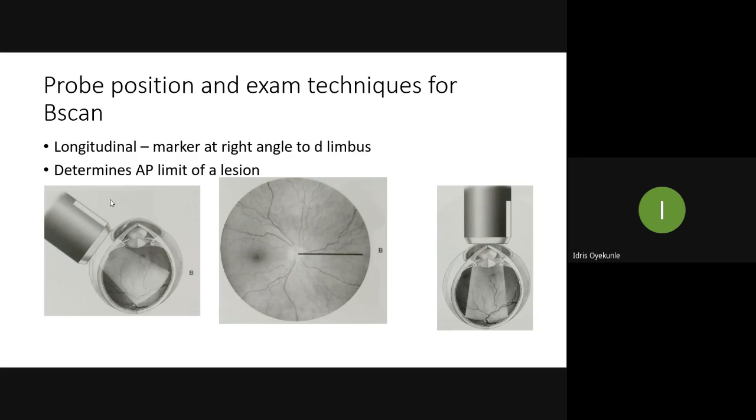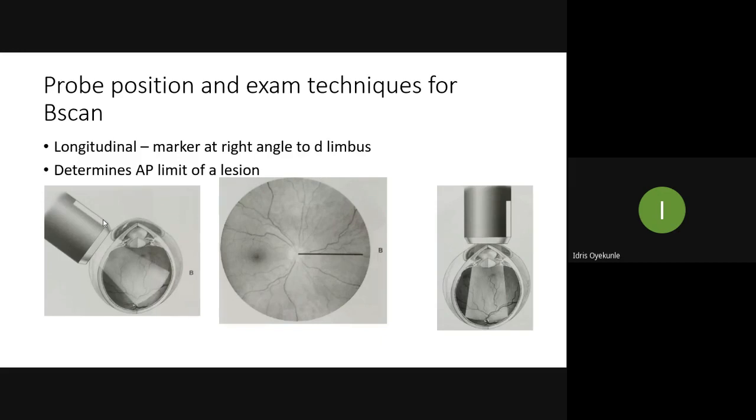So wherever the marker is, for example, if the marker is at 12 o'clock, then the image in that region will be on the upper border of the image results that you're looking at. So it is important to orient this marker properly, so that one does not mistake, for example, someone who has a superior retinal detachment, and the probe is oriented inferiorly, to make the image look like an inferior retinal detachment. So it's important.